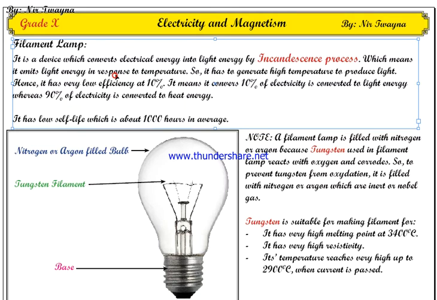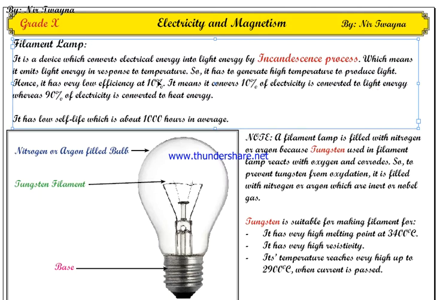emits light energy in response to temperature. The higher the temperature, the more light energy. The lower the temperature, the less light energy. So it has to generate high temperature to produce light. Hence, it has very low efficiency, about 10 percent. Because it cannot produce light energy without producing heat energy, it has to spend as much as 90% of electricity to generate heat energy, and then only 10% of electricity is converted to light energy.